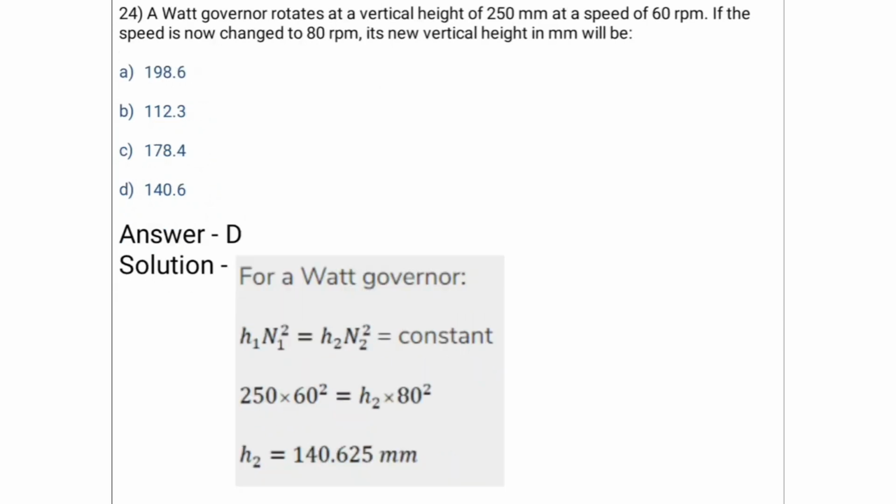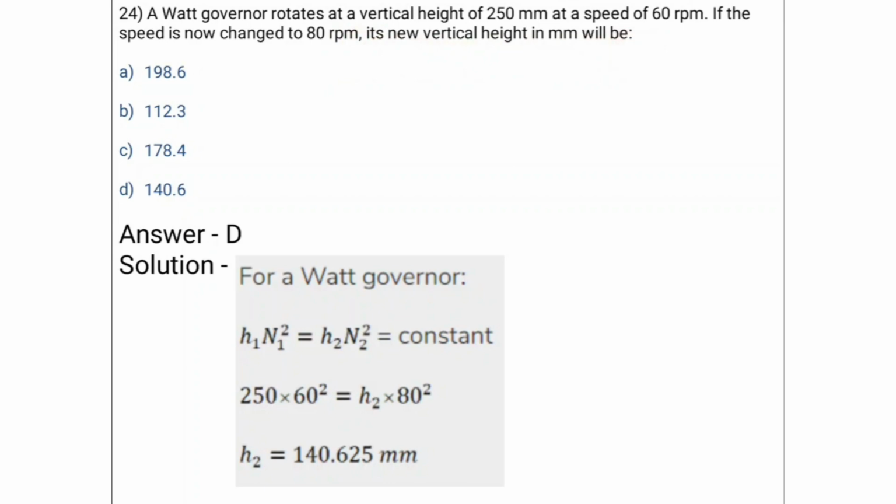Now question number 24, and question number 24 is again from governors, that is nothing but Watt governor. A Watt governor rotates at a vertical height of 250 mm at a speed of 60 rpm. If the speed is now changed to 80 rpm, its new vertical height in mm will be. So the new vertical height they are asking in mm.